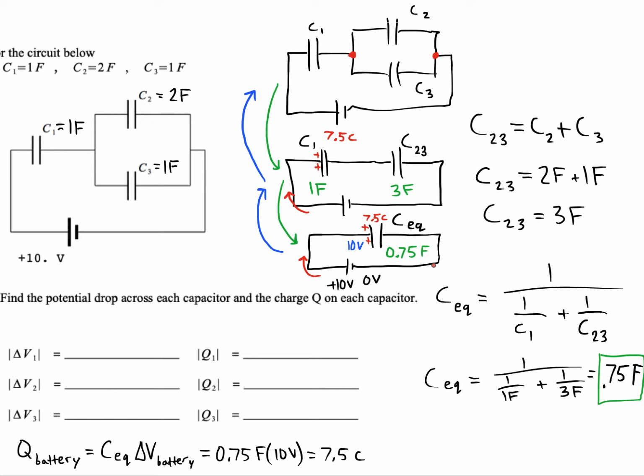Okay, now if 7.5 coulombs of negative charge piles onto the negative plate here, then 7.5 coulombs of negative charge is going to pile on to this capacitor as well. So they have the same charge. But remember that C23 is only an imaginary theoretical equivalent capacitor. It's not a real capacitor. It's the combination of 2 and 3. So we don't know what part of that charge goes on to either of C2 or C3 yet. But one thing we do know is that the amount of charge on C1 is definitely 7.5 coulombs.